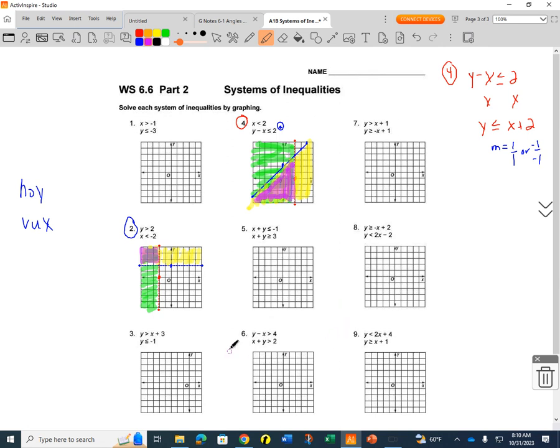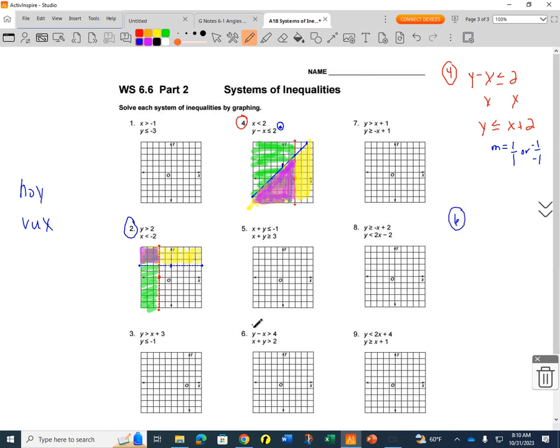Alrighty, number 6, we're going to go ahead and do that. Remember, any of the points on this line from here down are included in the solution. Any of the points on this dotted line from here down are not points that are included in the solution. Alright, 2, 4, 6. We're going to do number 6. I'm going to show our work out here.